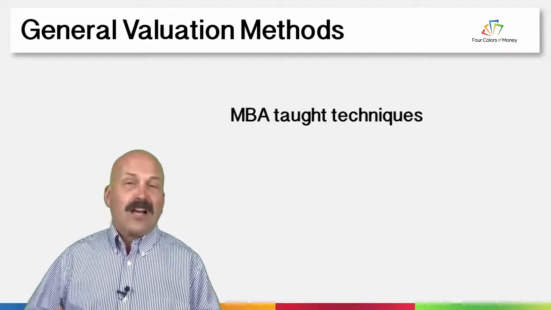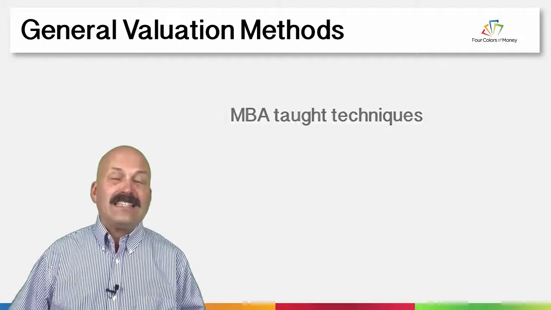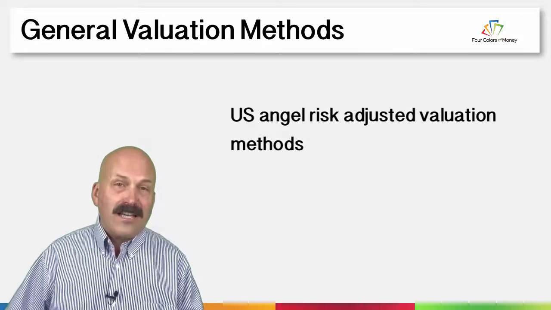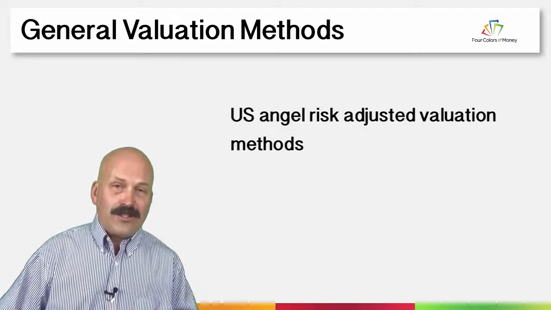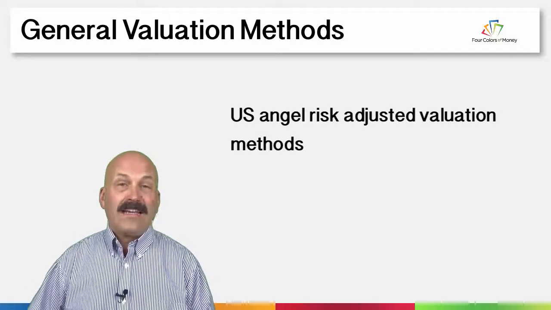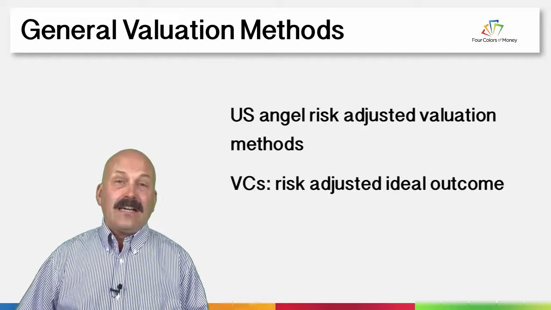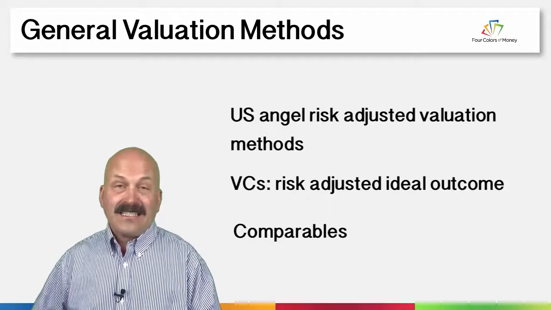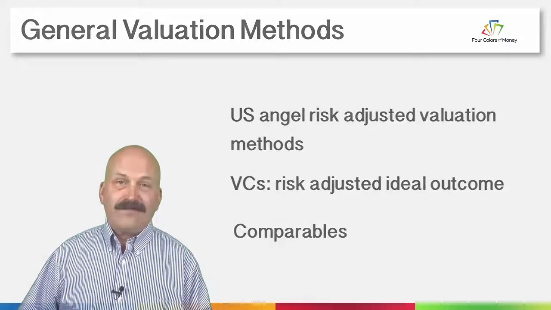Unfortunately, there is no single common method, so what I'd like to do now is share 3 methods that I've seen used in different contexts. First, in the US, angel investors are taught a variation of what might be called a risk-adjusted valuation method. Second, venture capitalists will sometimes use what might be called a risk-adjusted ideal outcome approach to valuation. And finally, comparables are used, comparable companies and comparable financings, just like in real estate. I'll talk about comps in the second video.